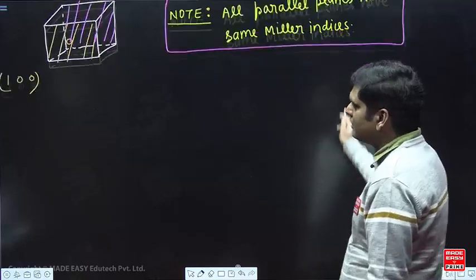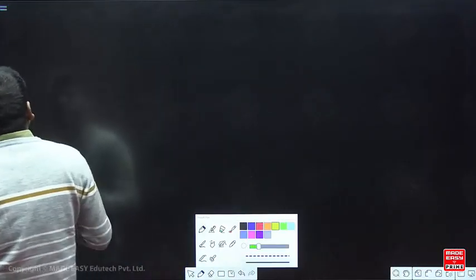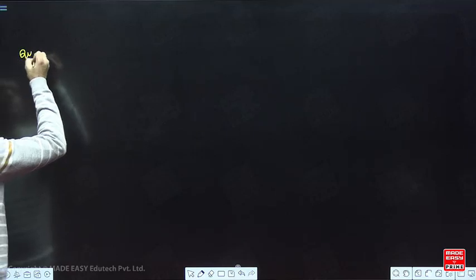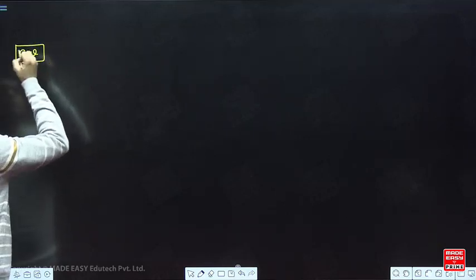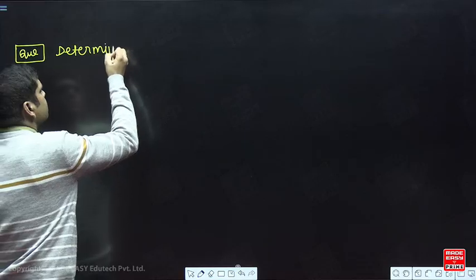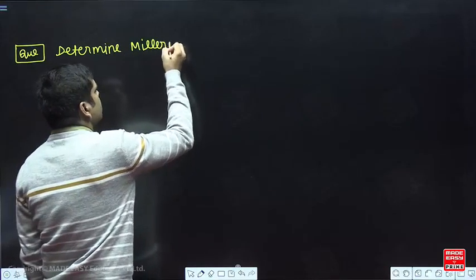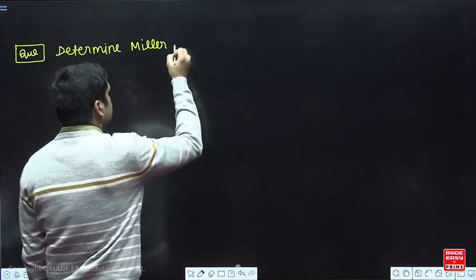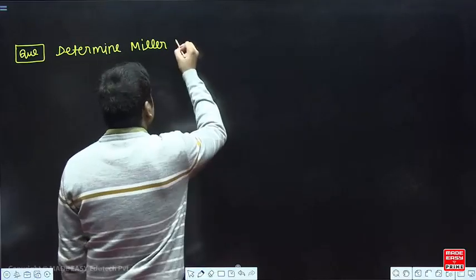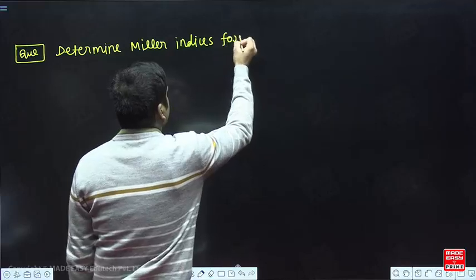Shall we go ahead? Right. Please do one question. With the help of that question, I would like to explain a few things. Determine Miller indices for the plane.